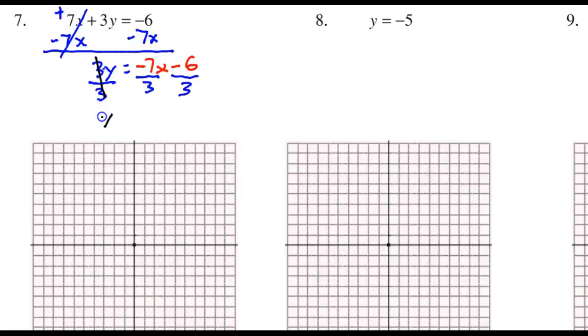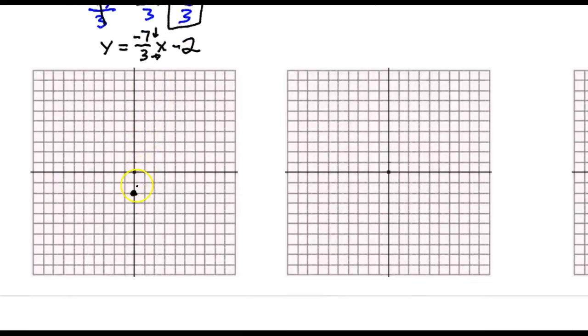3 divided by 3 is 1. -7 over 3 doesn't simplify, so I'll just rewrite that and put the x in the middle after the fraction. What about -6 divided by 3? Negative 2. So our y-intercept is negative 2. And then we're going to go down 7 and right 3. So down 7, 1, 2, 3, 4, 5, 6, 7, and to the right 1, 2, 3.